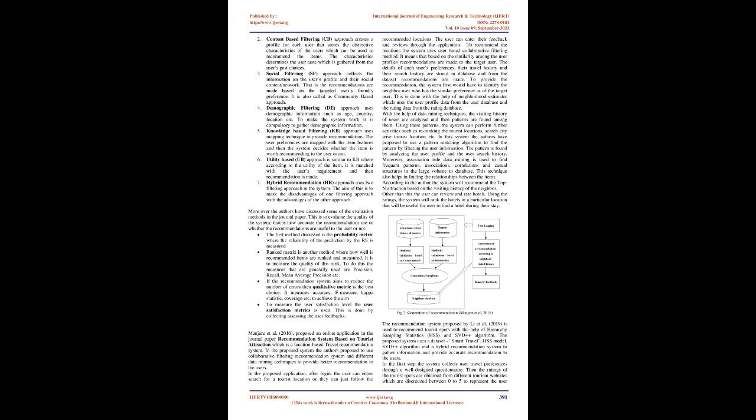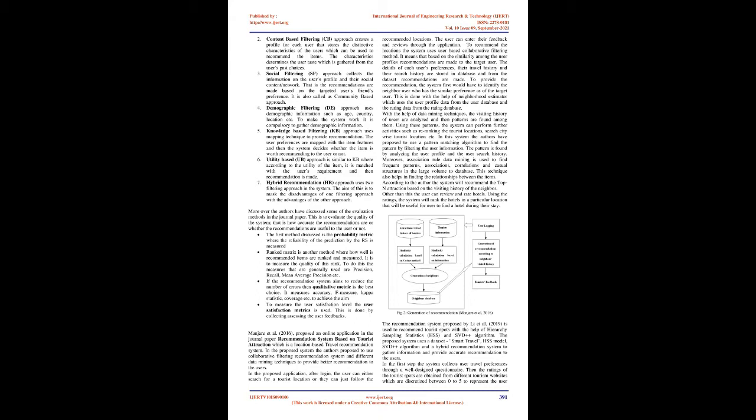With the help of data mining techniques, the visiting history of users are analyzed and then patterns are found among them. Using these patterns, the system can perform further activities such as re-ranking the tourist locations, search city-wise tourist location, etc. In this system, the authors have proposed to use a pattern matching algorithm to find the pattern by filtering the user information. The pattern is found by analyzing the user profile and the user search history.